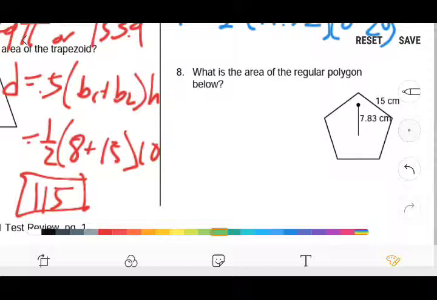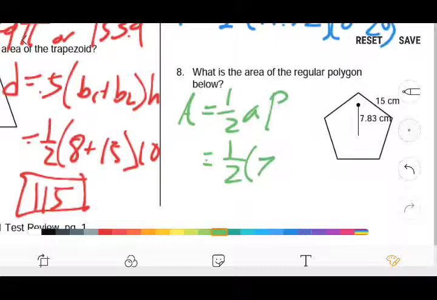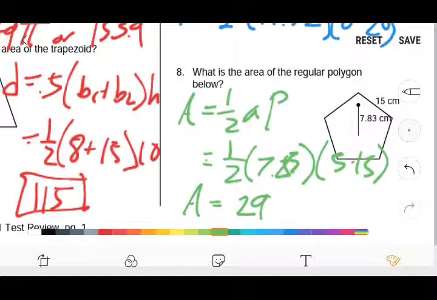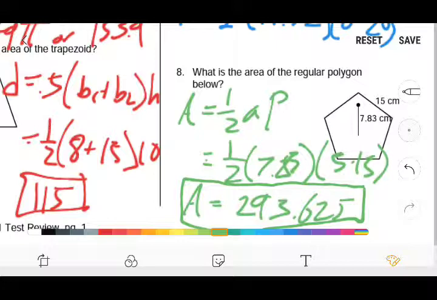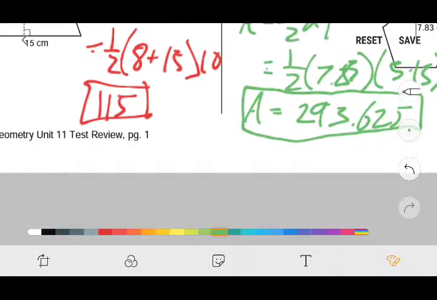Area of the regular polygon. Oh, this one's easier. So area equals 1/2 apothem times perimeter. This time you have your apothem already there, 7.83, and then it's 5 sides times 15 for each side. 0.5 times 7.83 times 5 times 15. So that's going to be A equals 293.625 is the answer. Okay, that's the first page.